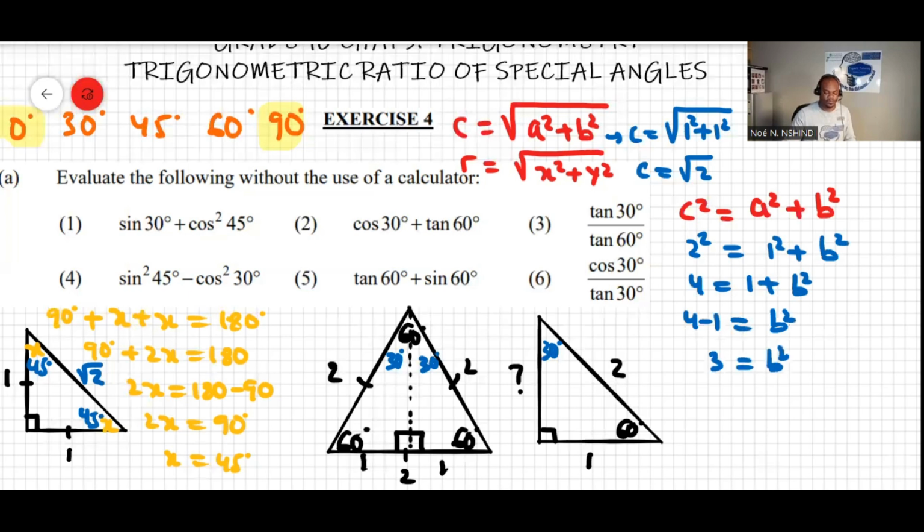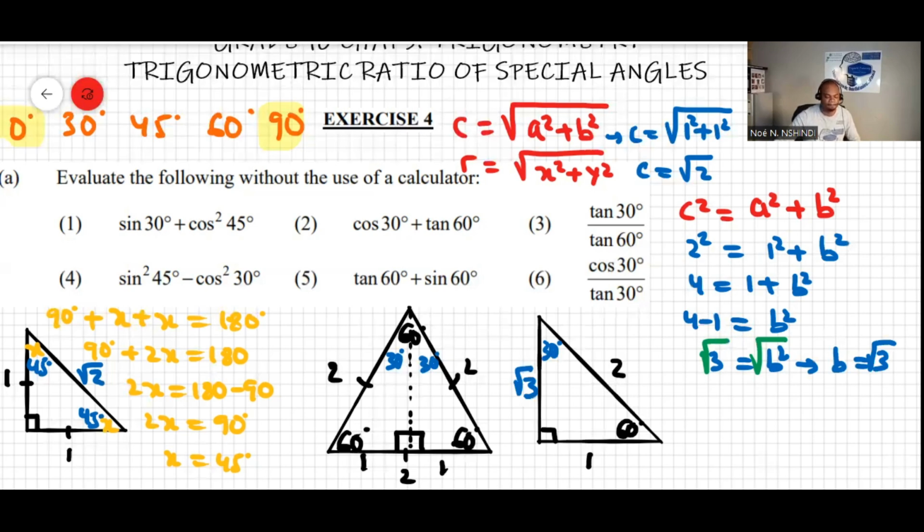And then to get the value of b, we can just square root both sides. That makes b equal to plus or minus square root of 3, but we just want to take the positive value because we consider positive sides. The length must be positive. So it's going to be, wow, what am I saying? Square root of 3. Square root of 3 there.